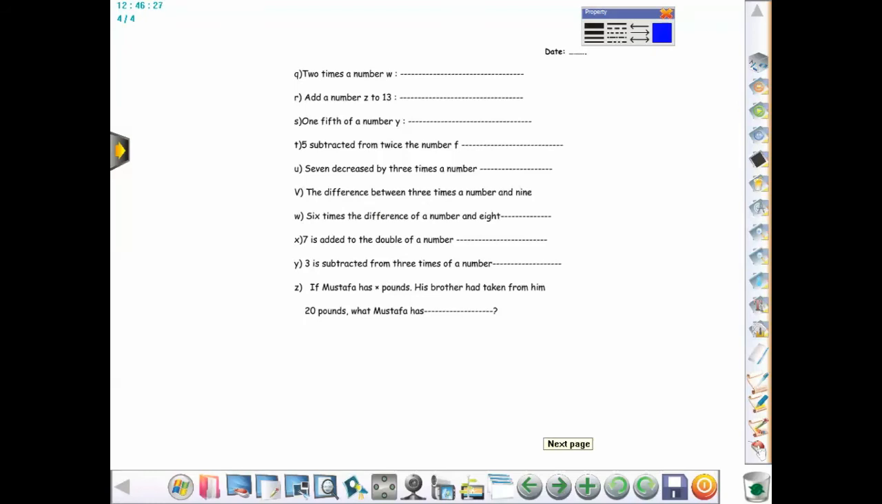2 times a number w. What is the meaning of 2 times? The word times means multiply. 2 times w, which means 2w. Add the number z to 13. Z added to 13. 1/5 of a number y. Of means multiply. 1/5 of y. We can write it 1/5 y.